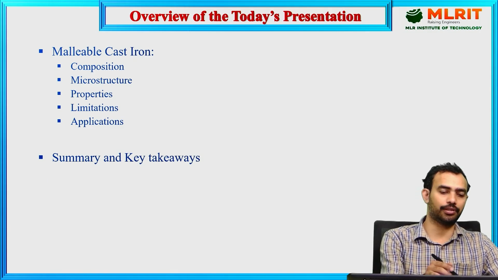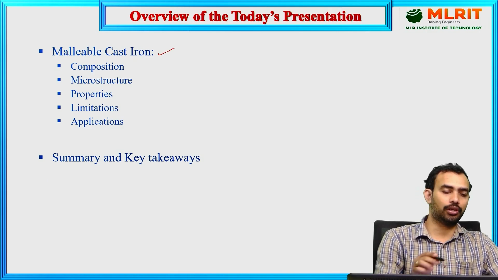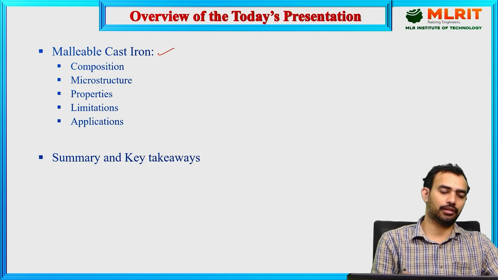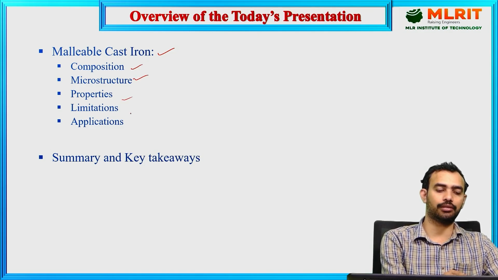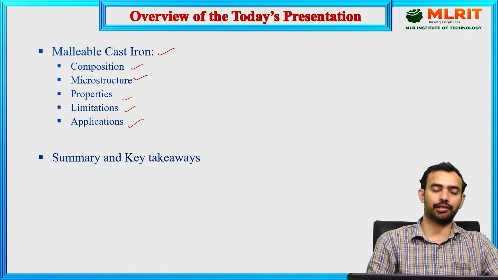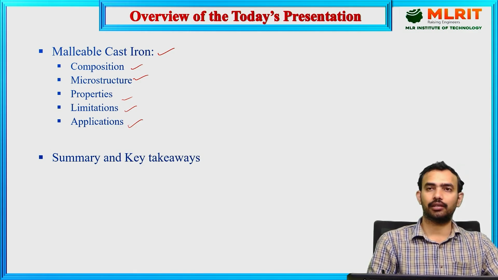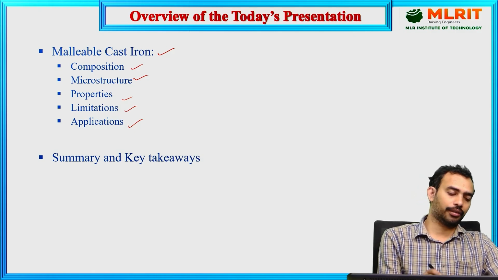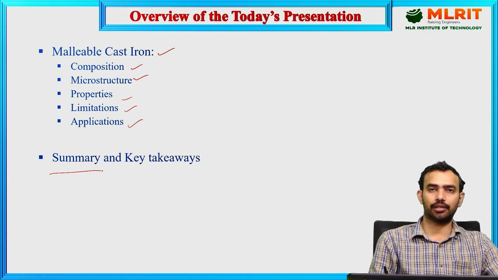In today's presentation, we will be talking mainly about malleable cast iron: its composition, microstructure, properties, limitations, and applications. In addition to that, a short comparison of all cast irons with respect to their mechanical, thermal, and other physical properties, and the selection criteria we have to consider for picking a particular cast iron. We will discuss it, summarize our lecture, and discuss the key takeaways.